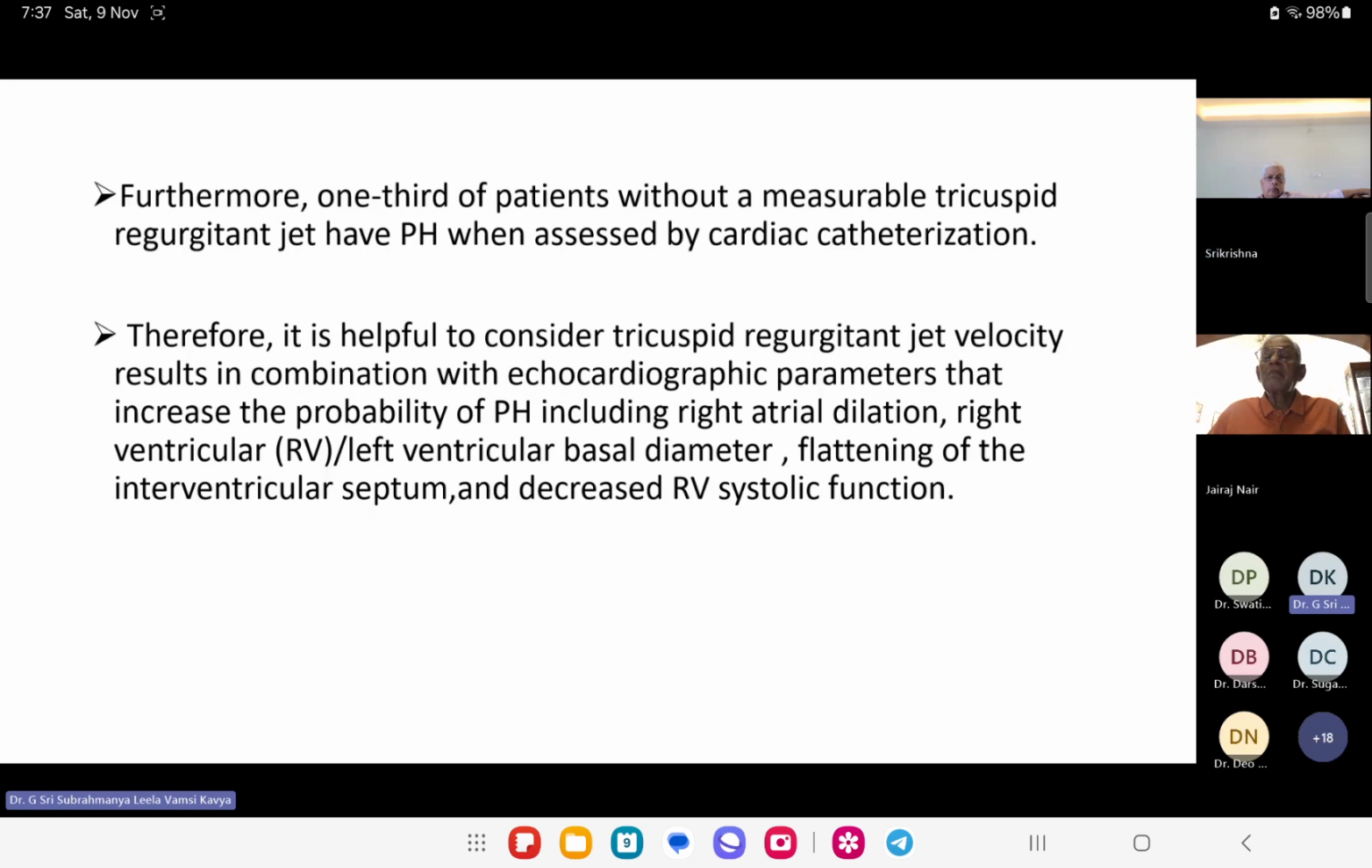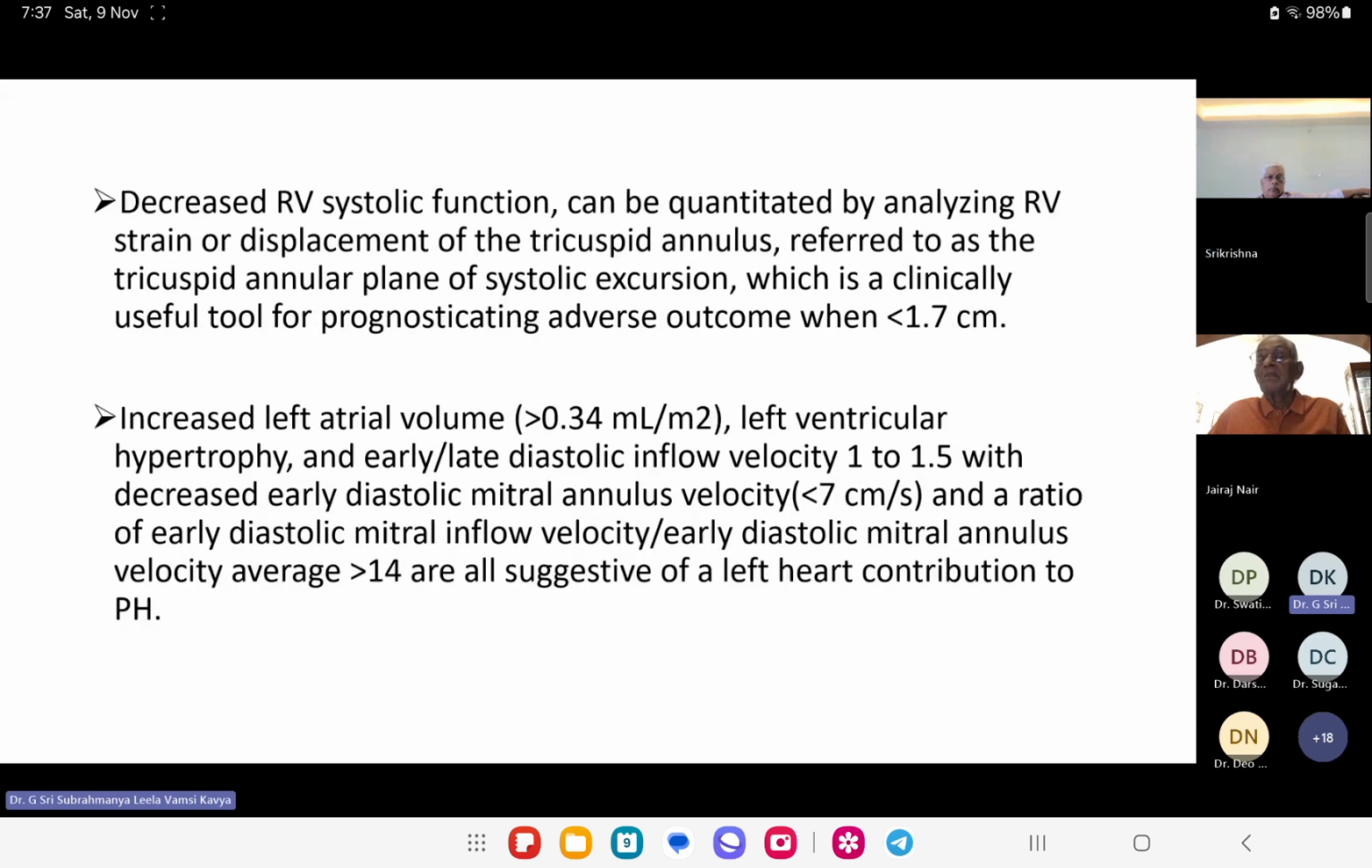RV systolic function. The decreased RV systolic function can be quantitated by analyzing RV strain or displacement of the tricuspid annulus, referred to as the tricuspid annular plane of systolic excursion, which is a clinically useful tool for prognosticating adverse outcome when less than 1.7 centimeters.